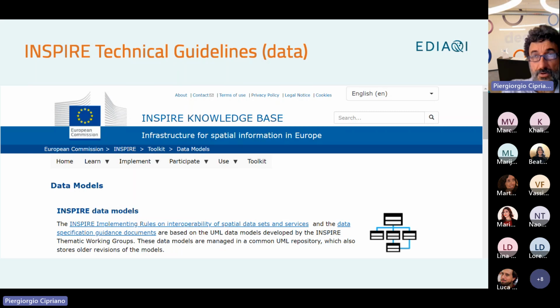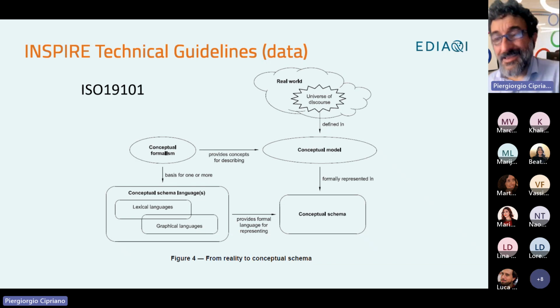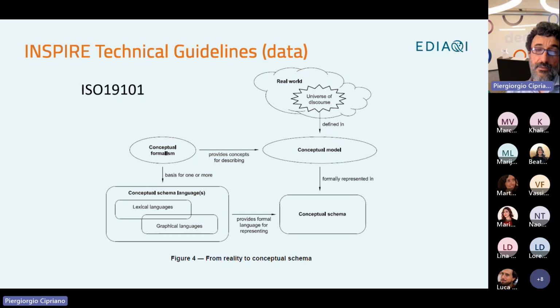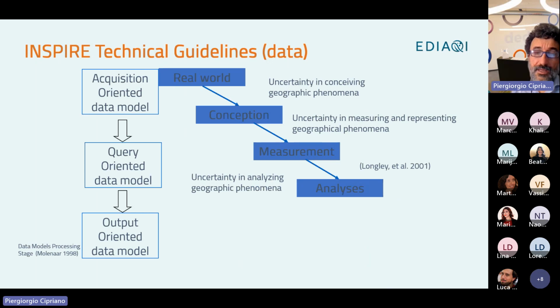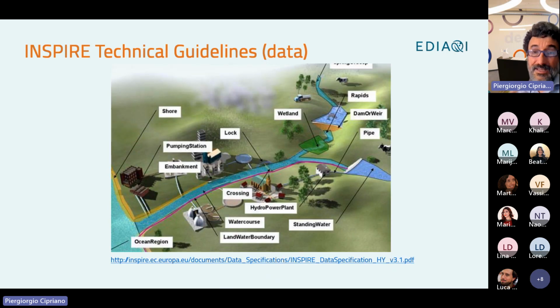And for instance, in the Inspire website, we can find the data models for all the 34 data themes, including also environmental monitoring facilities and atmospheric conditions, as well as buildings. And these models are tightly coupled with the ISO standards. The ISO package that is used is the ISO 19100 package of standards that are focused on geographical data. And in this case, all the data models behind Inspire data themes are based on a conceptualization of the real world, translated into a conceptual model first, and then into a physical implementation of these models.